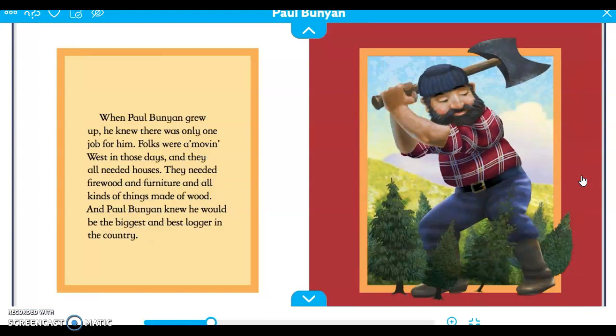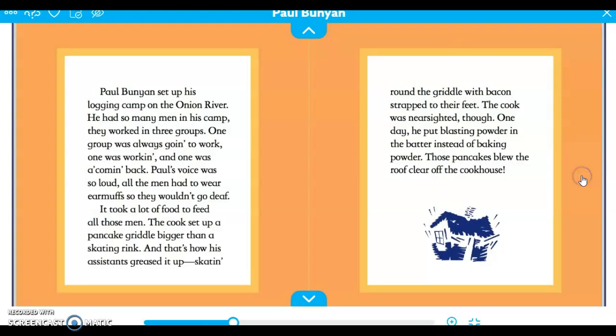When Paul Bunyan grew up, he knew there was only one job for him. Folks were a-moving west in those days, and they all needed houses. They needed firewood and furniture and all kinds of things made of wood. And Paul Bunyan knew he would be the biggest and best logger in the country. Paul Bunyan set up his logging camp on the Onion River. He had so many men in his camp, they worked in 3 groups. One group was always going to work, one was working, and one was a-coming back.